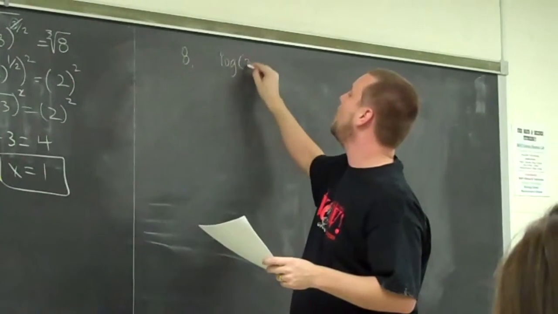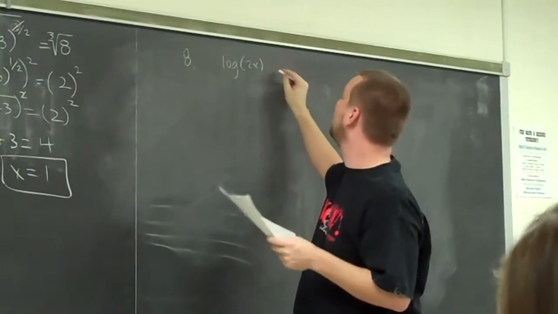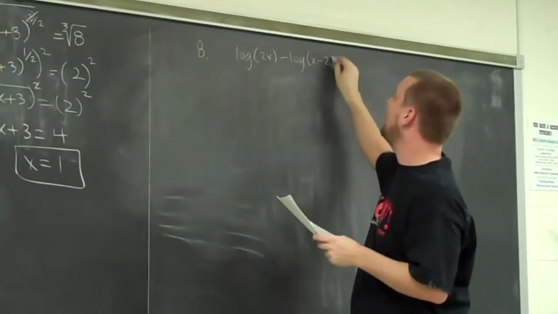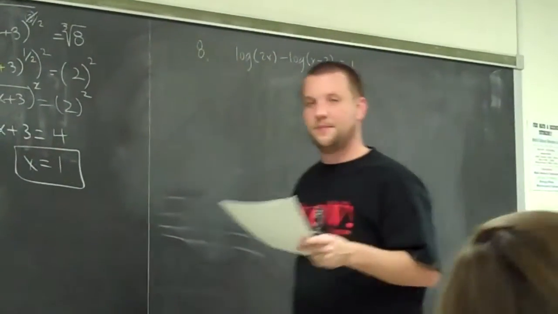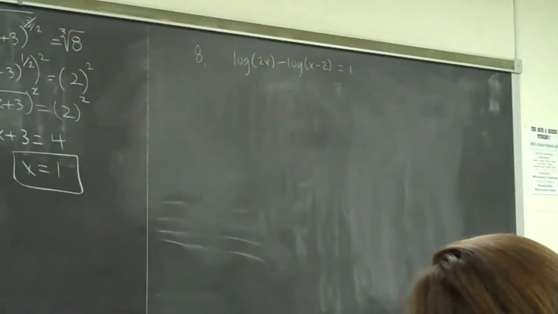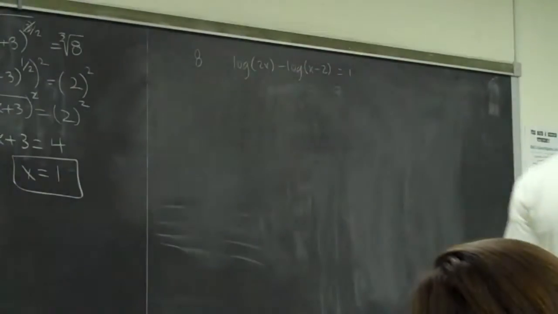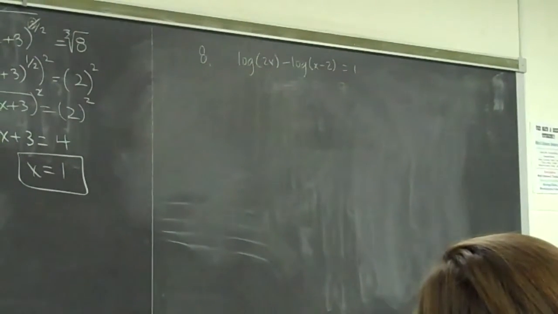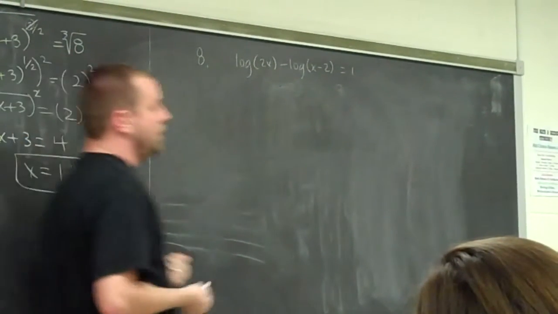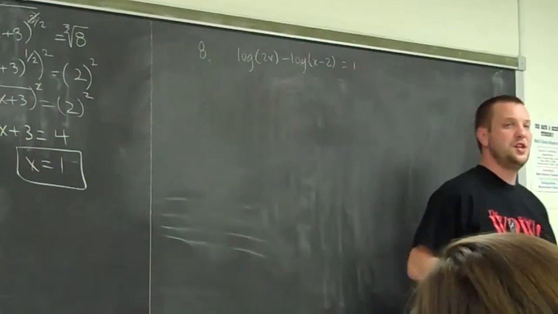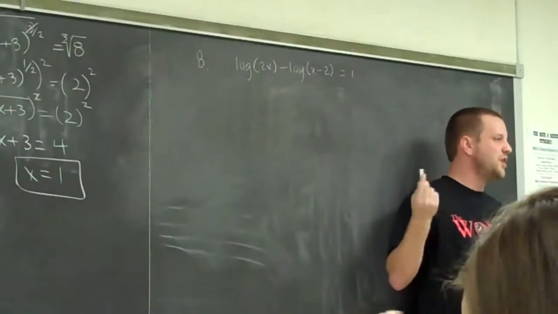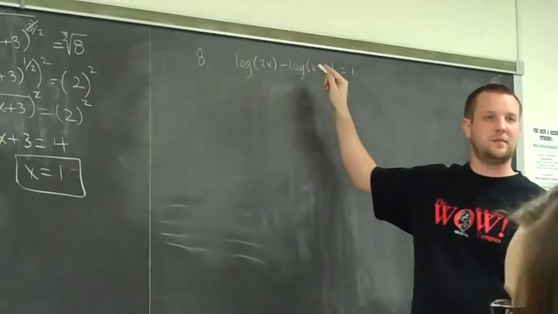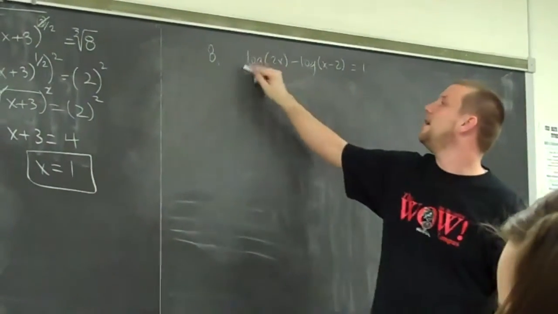So let's do the log, solve the log of 2x minus the log of x minus 2 equals 1. That's a log equation, and there were two kinds of log equations, right? There was log equals log and log equals number. And which one do you think we're ultimately going to turn this into? Do you see logs on both sides? Now this is going to be log equals number, but it's not log equals number yet because it's log minus log. But that's not a big deal, right?